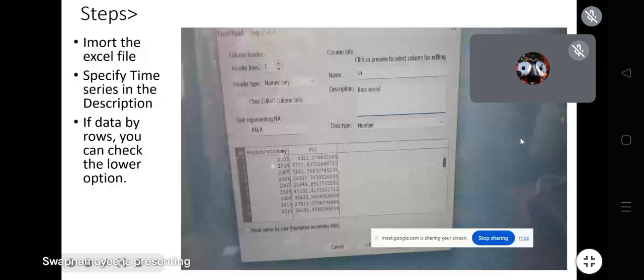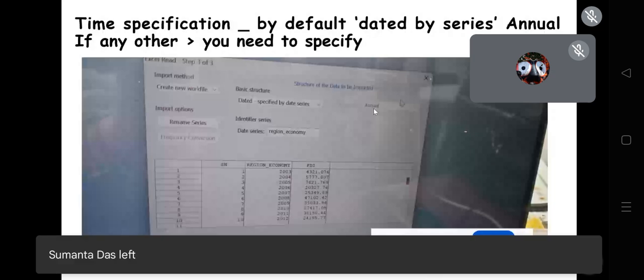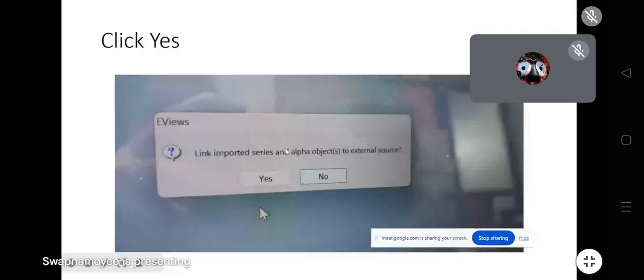Time specification is the next screen which will open up. By default you will see it is shown dated by series, and here it will come annual, and because our data is annual data, we leave it in that default. If you have taken monthly data or any hourly data, you have to change it by date and so on. Here, because our data is annual, I leave it unchanged. This is the next screen which will open up in EViews. Then this will come, which shows that it is importing the data. You click yes to link the imported data.